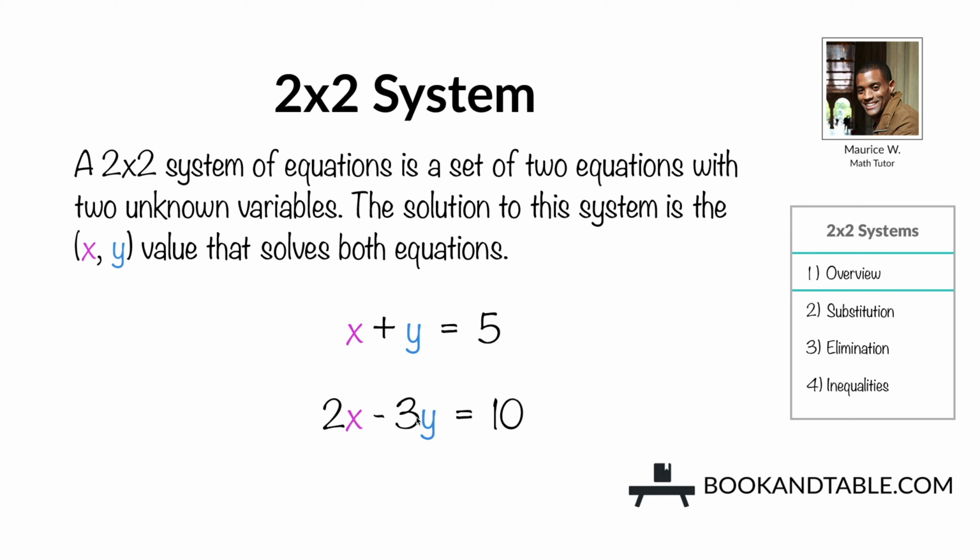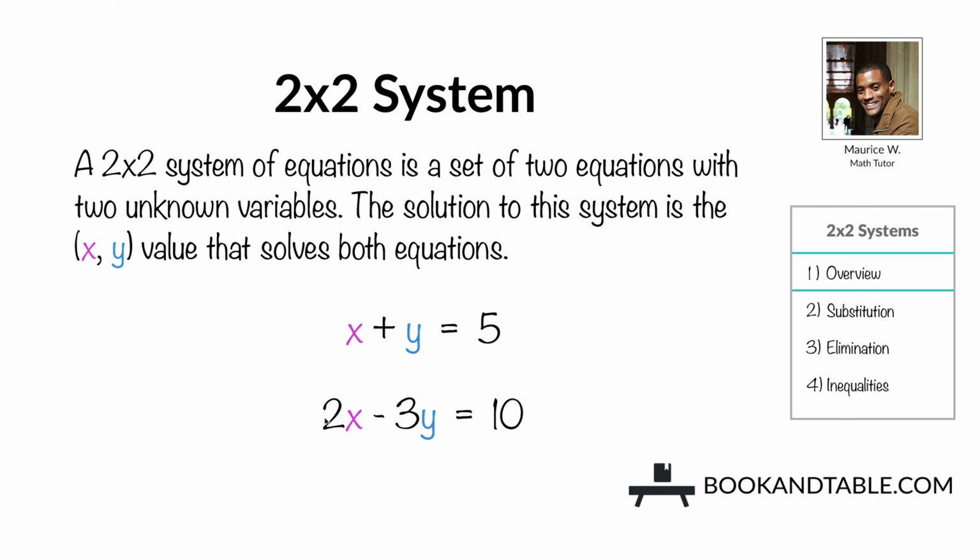Now, 2x2 systems. A 2x2 system of equations is a set of two equations with two unknown variables. The solution to this system is the xy value that solves both equations. So for example, x plus y is equal to 5 and 2x minus 3y is equal to 10 is an example of a 2x2 system.